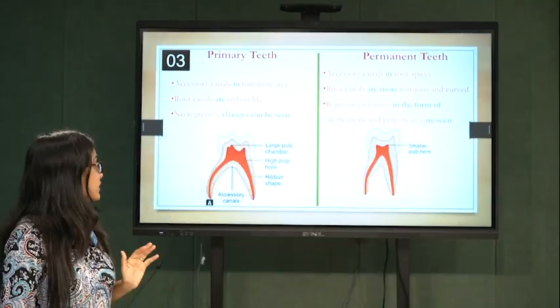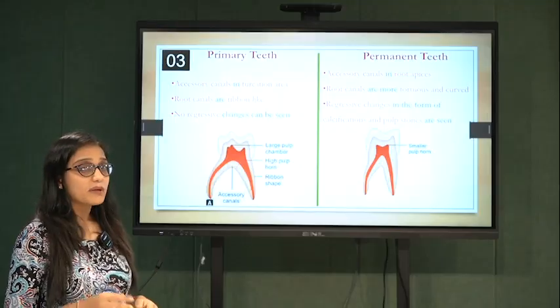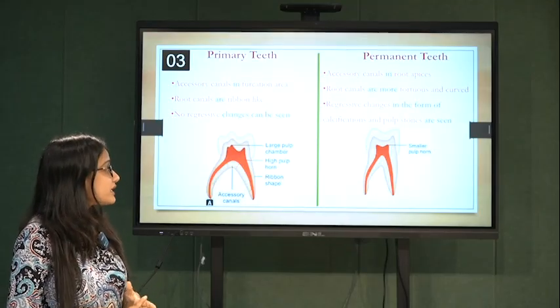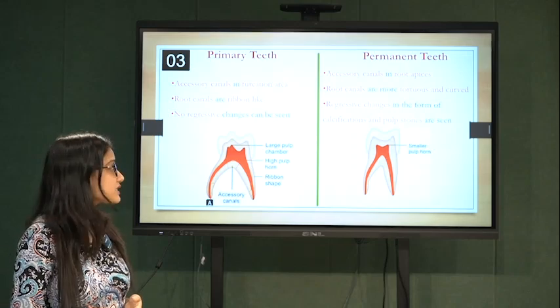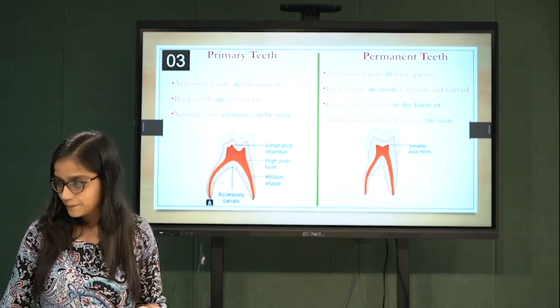Now, no regressive changes can be seen in the primary dentition, whereas regressive changes in the form of various calcifications or pulp stones are present in the permanent teeth.